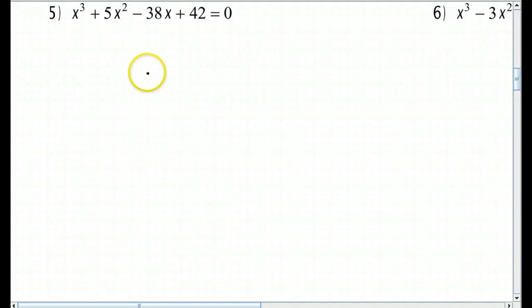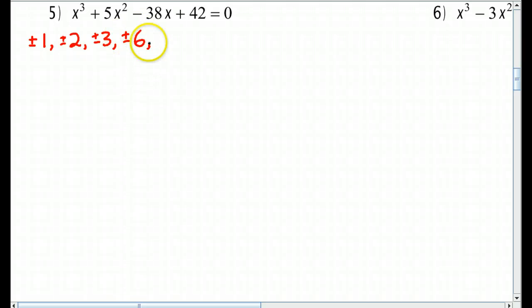All right, same idea. What are all the possible roots of this? Plus or minus 1, 2, 3, 6, 7. 12 doesn't go into 42. 14.